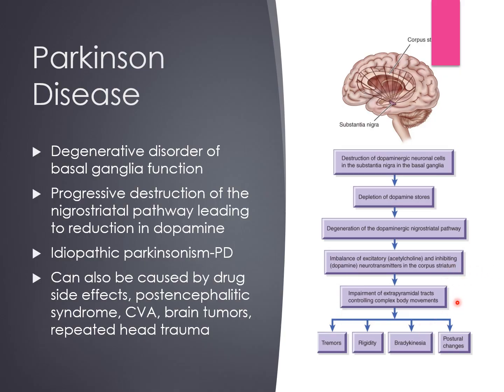And that impairs the extrapyramidal tracts that control complex body movements. And that leads to the clinical manifestations that we see in Parkinson's disease, like tremors, muscle rigidity, something called bradykinesia, which we'll talk about, and different postural changes. So again, we lose dopamine, acetylcholine predominates, and now we don't have any of that inhibitory effect of dopamine. And so we get a lot of impairment of especially the movements coming from that extrapyramidal tract that controls motor movement.